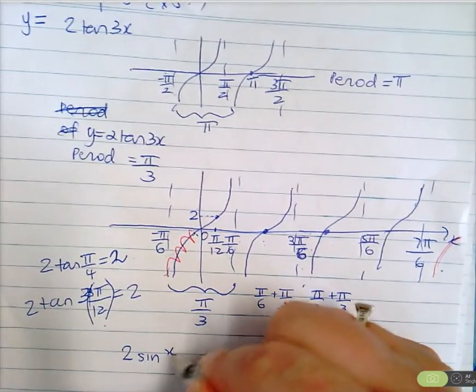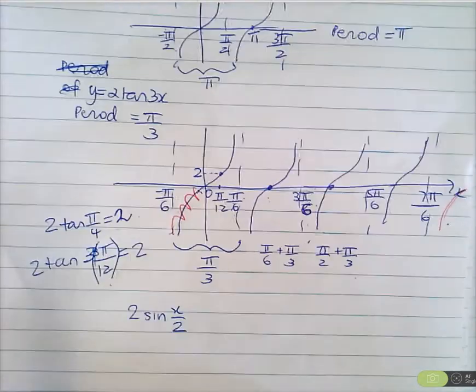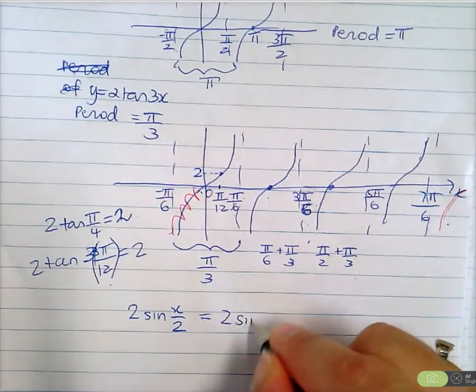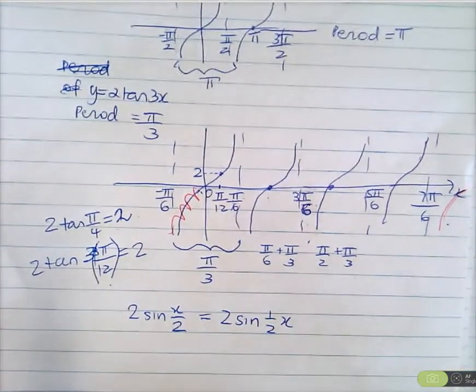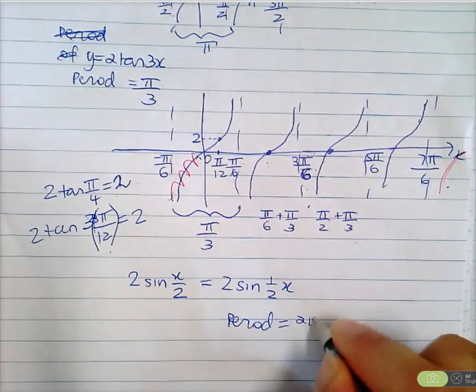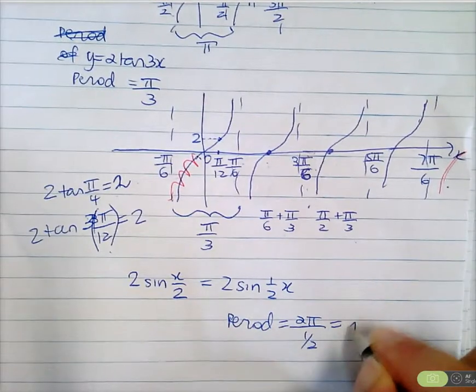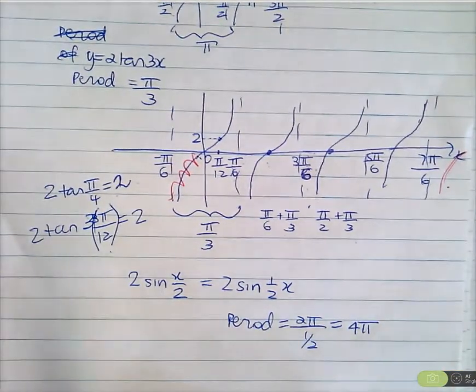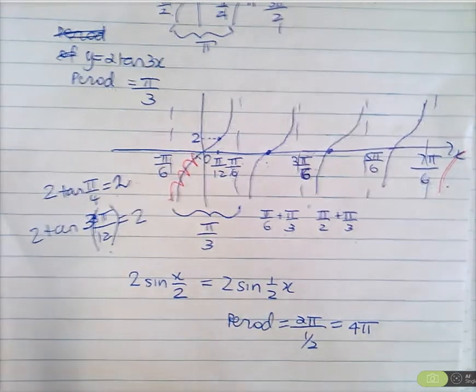2 sine x on 2. What is the coefficient of the x at the moment? So the period is 2 pi divided by a half, which is 4 pi. So instead of doing a whole period in 2 pi, it takes 4 pi to do it, right?